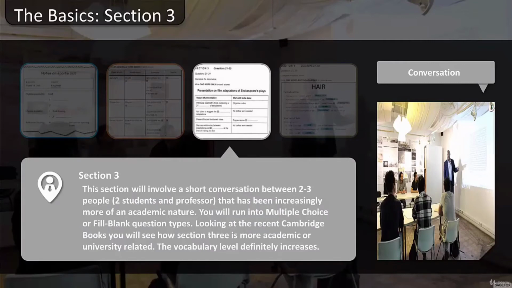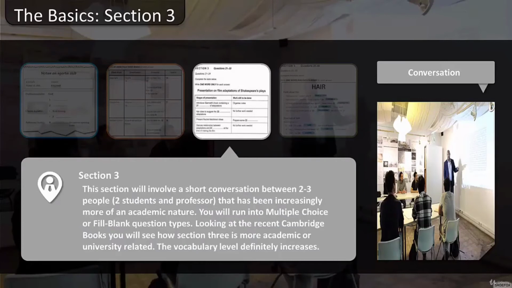So in section 2, the answer choices might be 3 or 4 words, 5 words maximum. In section number 3, answer choices can be much longer, 5 words, 6 words, 7 words long. In addition to that, they make it more difficult by raising the level of vocabulary.